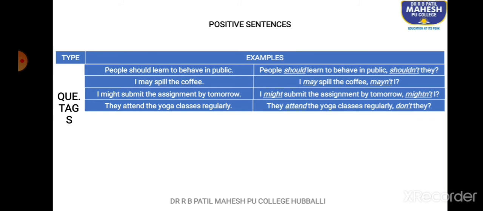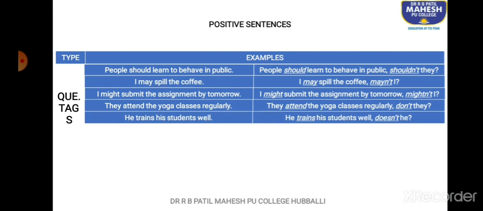So whenever you come across such sentences, please make note that attend goes with a particular auxiliary. So frame an auxiliary verb here. Depending upon the type of verb, change it. Here it is the do form of verb, attend. So change that into don't. They attend the yoga classes regularly, don't they?